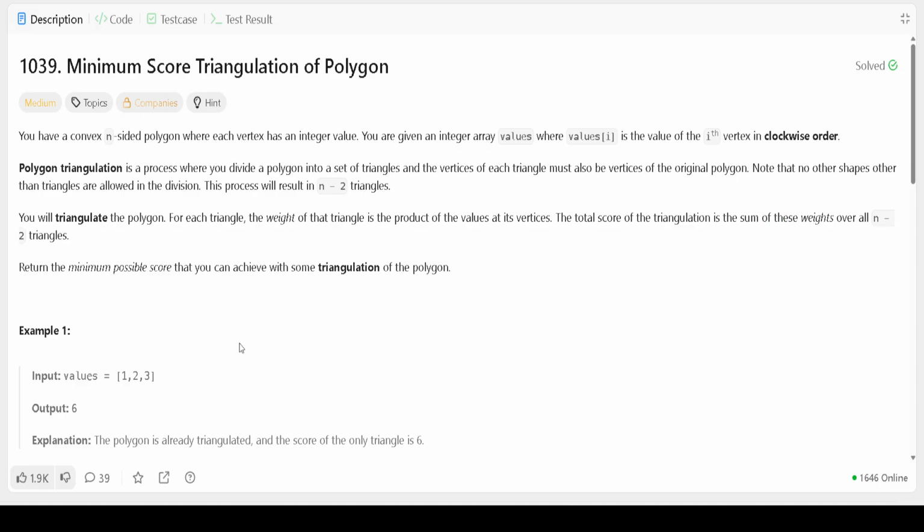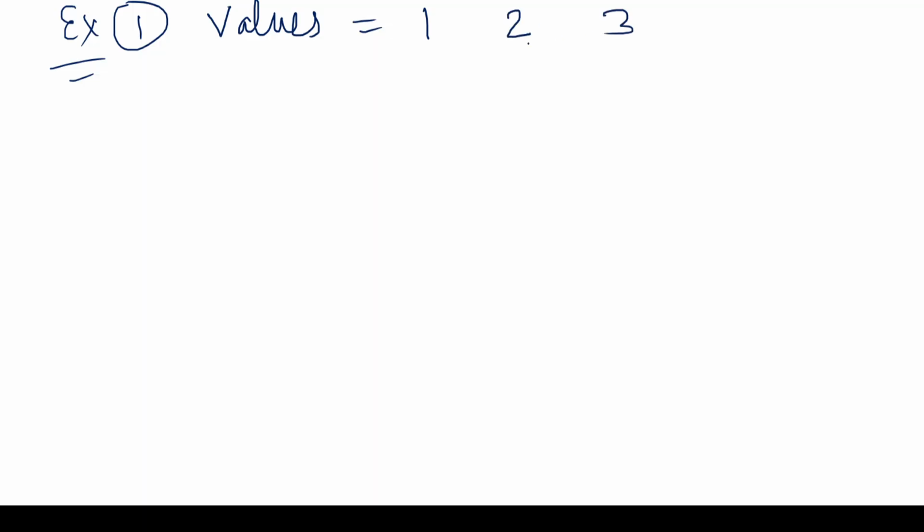Let's understand this with an example. Let's think that the example we have is very simple. Example 1: we are given the values 1, 2, 3 in an array. This is our values array.